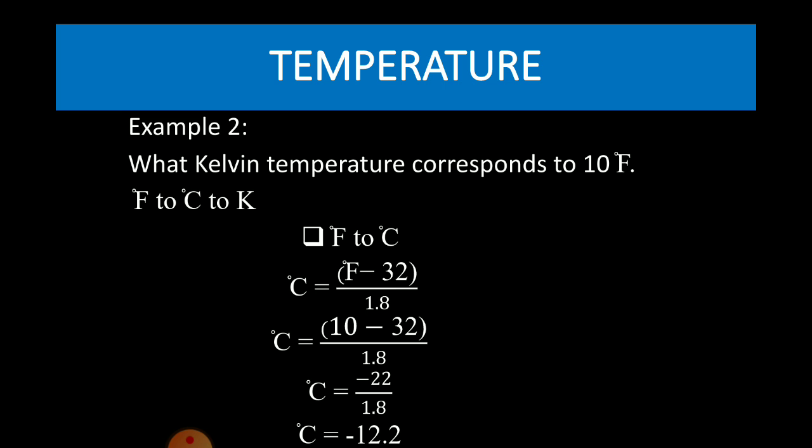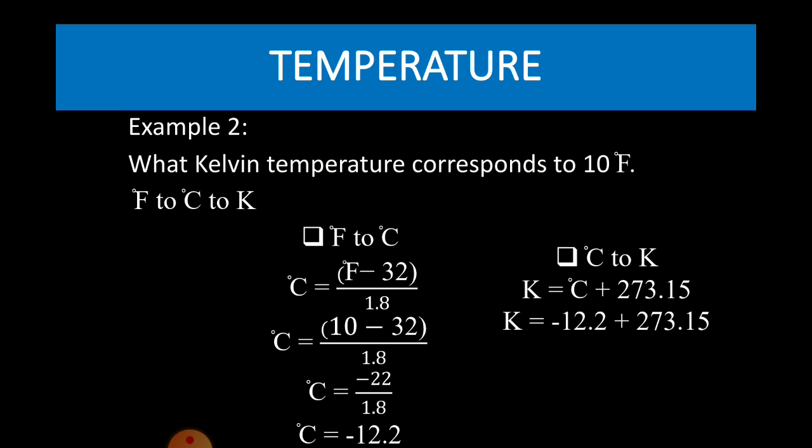Then from this degrees Celsius, we will now convert it to Kelvin. So Kelvin is equal to degrees Celsius plus 273.15. Then substitute negative 12.2 with degrees Celsius. So that is negative 12.2 plus 273.15, which is equal to 260.95. Therefore, 10 degrees Fahrenheit is equal to 260.95 Kelvin. So those are some measurements used in chemistry.